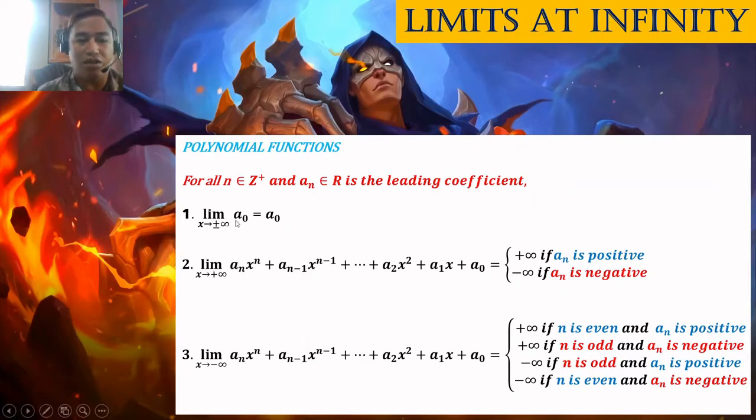Okay, so if the limit is of a_0, which is a constant number, an element of the real numbers, so the limit of a constant is the constant itself. Whether x approaches positive or negative infinity, the limit is always the constant.